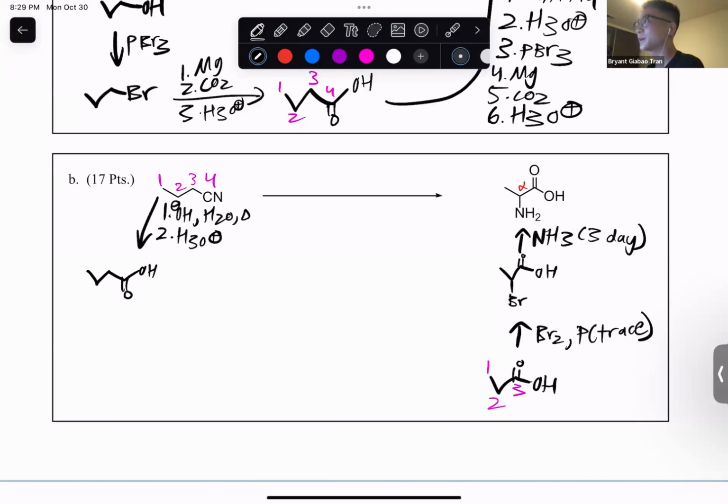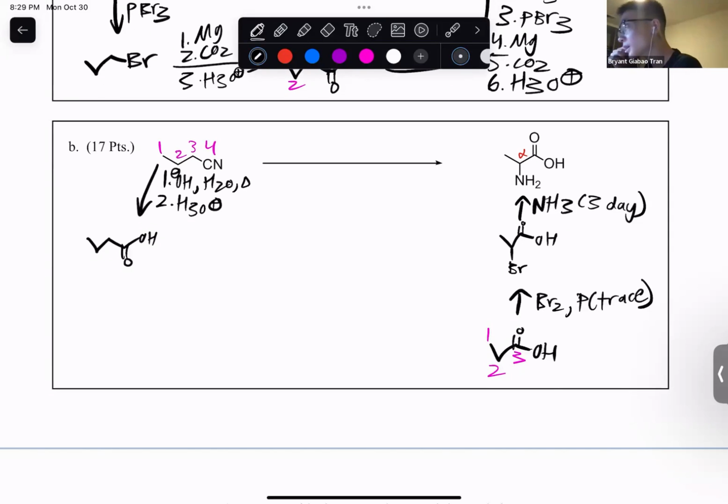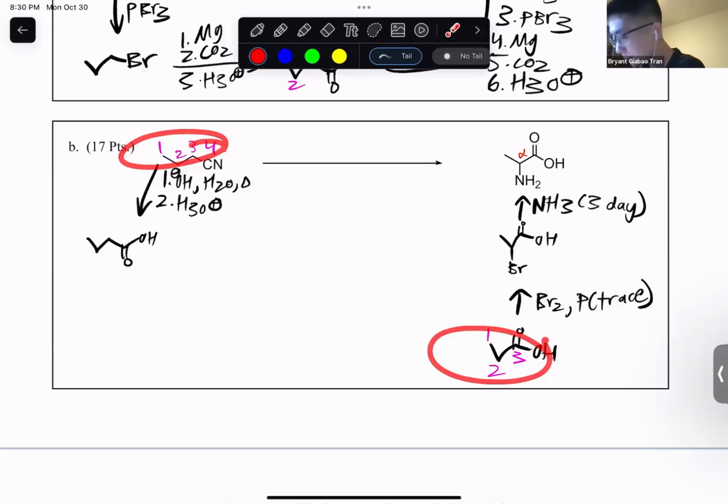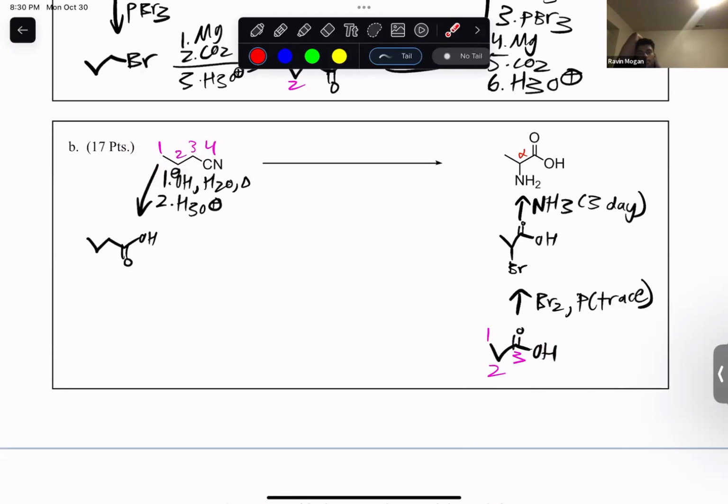Okay. Now we have our carboxylic acid. You know how we got rid of one carbon, right? We lost a carbon. We came from four carbons to three carbons here. Yeah. 118B reaction, a reaction that loses a carbon or cuts a carbon is ozonolysis. Remember ozonolysis?